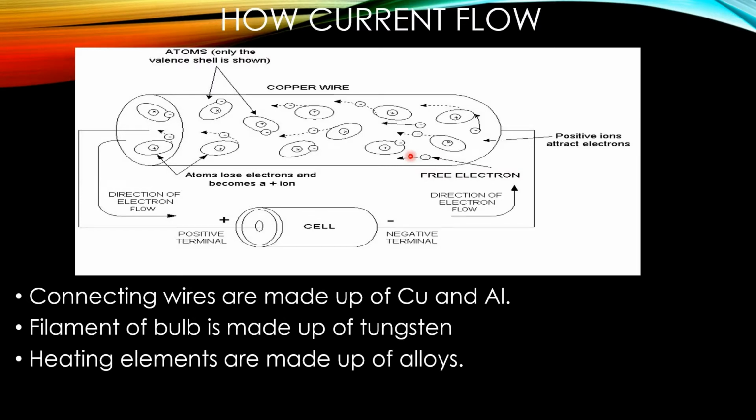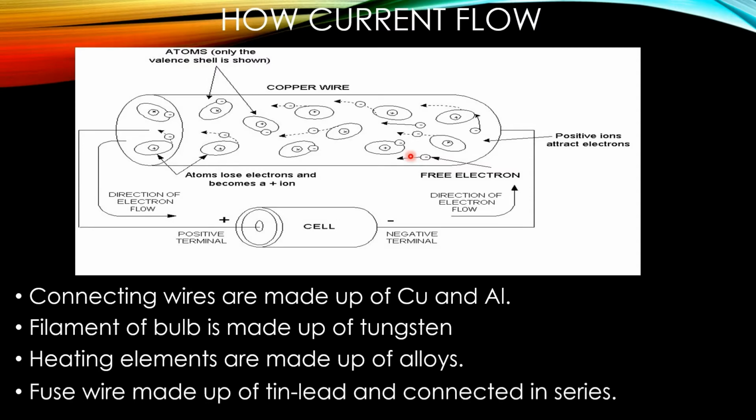Heating elements of devices are made up of alloys because resistivity of pure metal is least and resistivity of alloy is more than the resistivity of metal. It will not burn or get oxidized at high temperature. So heating elements are made up of alloys.